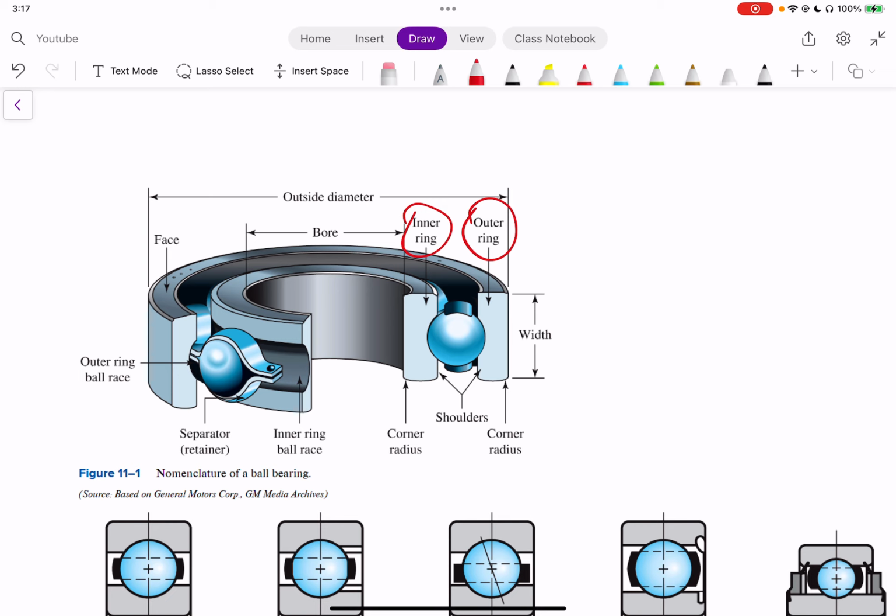We have an inner ring ball race, so that would be the spacing for the ball to fit inside the inner ring. Same with the outer ring, there's a ball race. And then you see all the, in this case, it's a ball bearing, okay? So you can see that there's a bunch of different balls put into our bearing all around. And they're held by a separator or a retainer. So you can see the separator there to hold the ball in place, and also make sure that there's a separator between the inner and outer ring. And from there, we basically come up with a design.